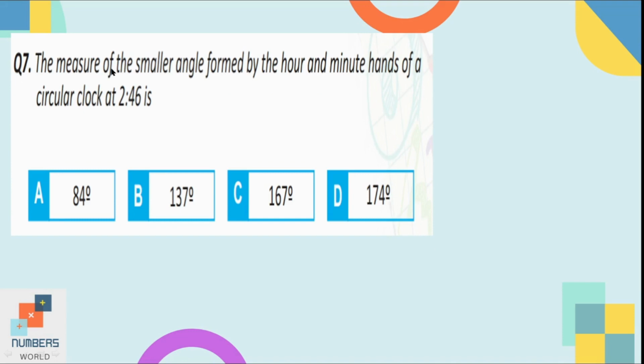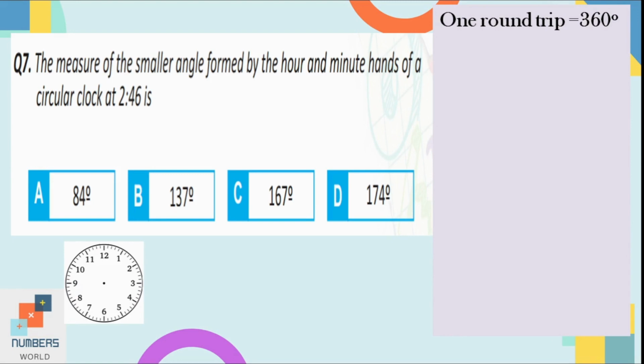Question number 7. The measure of the smaller angle formed by the hour and minute hands of a circular clock at 2:46 is. We know that one round trip of a circular clock is 360 degrees and there are 60 markings on the clock. So 360 degrees divided by 60 is equal to 6 degrees. So it means that each marking represents 6 degrees.